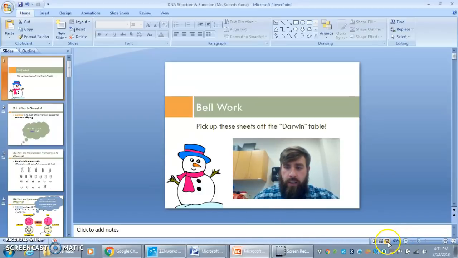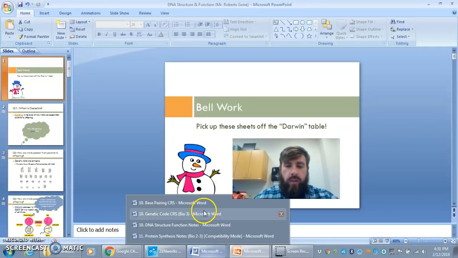So let's get to the first part of this. The sheets that you need to pick up are going to be on the front Darwin table, which is to the right of the 3D DNA molecule up front. So please pause the video and go grab those at this time.